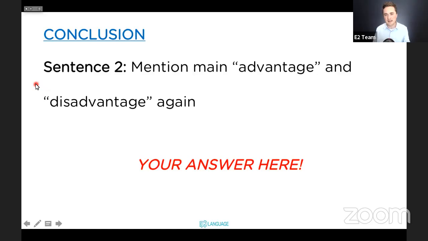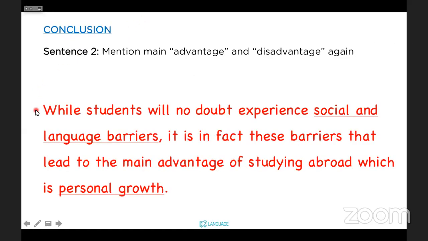We need to mention the main advantage and the main disadvantage again. This is what I wrote. While students will no doubt experience social and language barriers, if you remember in my introduction, I talked about cultural and linguistic barriers or obstacles. So I'm using synonyms here, different words that mean the same thing. While students will no doubt experience social and language barriers, it is in fact these barriers that lead to the main advantage of studying abroad, which is personal growth. So I've mentioned the advantage here right at the end.